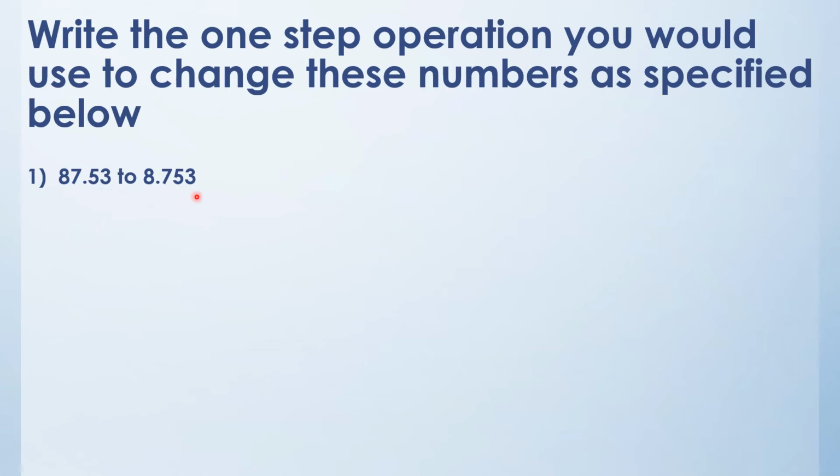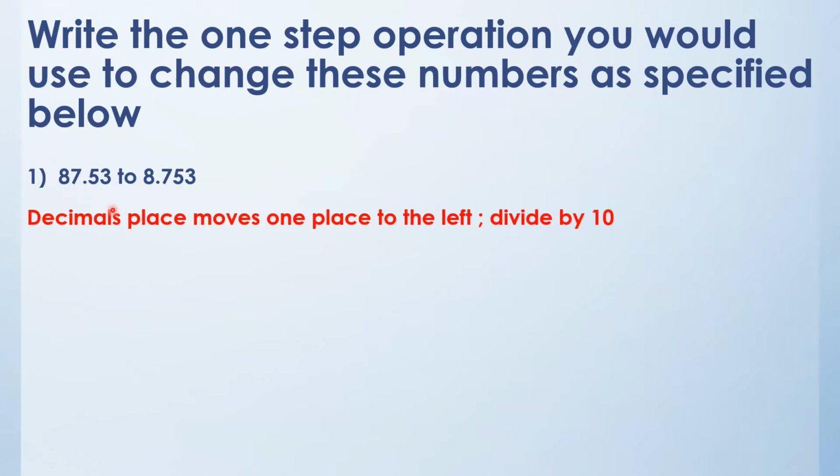87.53 to 8.753. Just observe this. Here the decimal is after two places and in the answer the decimal is after three decimal places. It means the decimal moves towards the left by one place. It means we are dividing by 10. The decimal point moves one place to the left, so divide by 10.